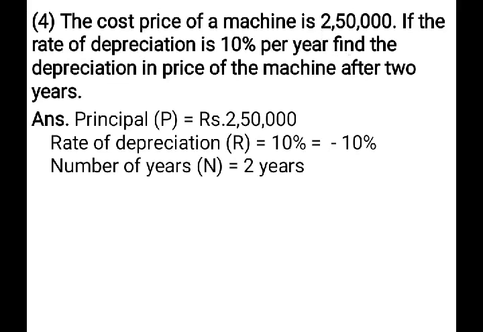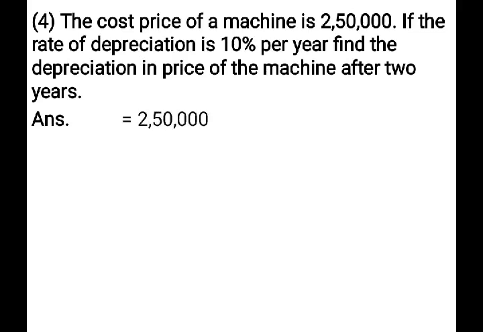The formula of amount of compound interest is amount is equal to principal in bracket 1 plus rate of interest upon 100 raised to number of years. That is equal to principal is 2,50,000 in bracket 1 plus rate of interest is minus 10 upon 100 raised to number of years is 2 years.